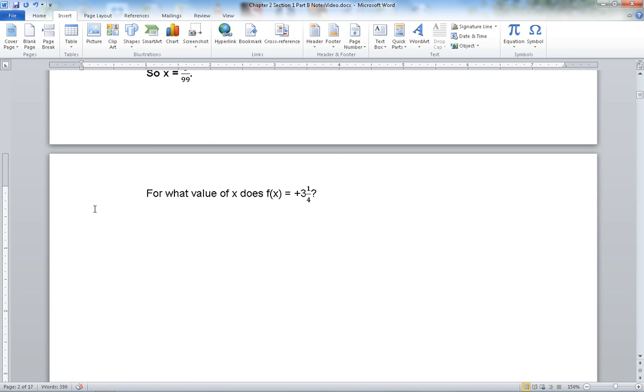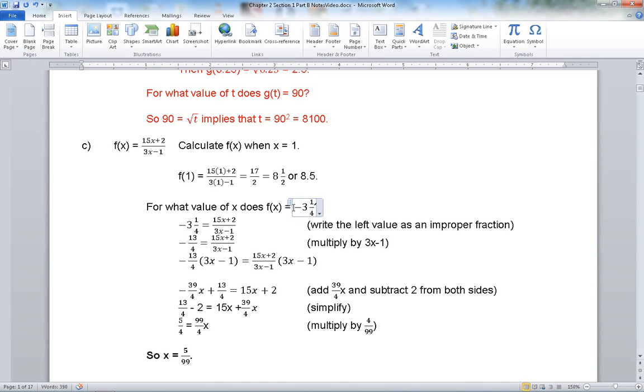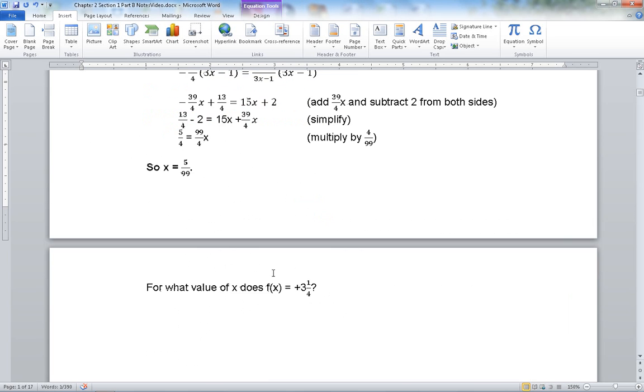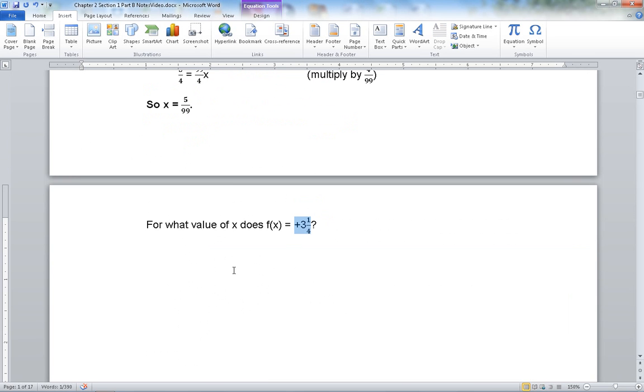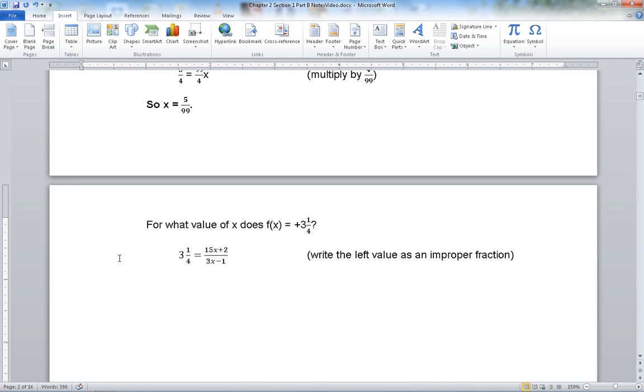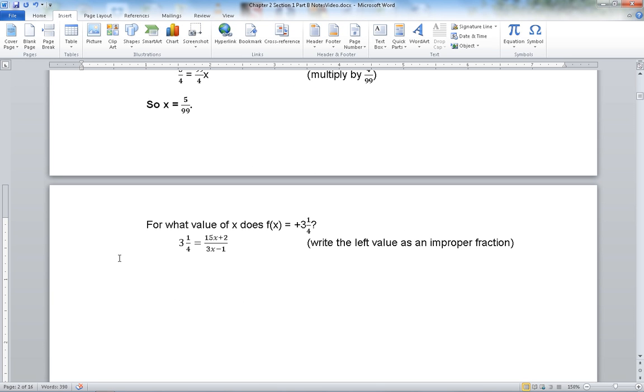What if we wanted to solve for the value of x so that f of x actually equals positive 3 1/4? So notice back here, we looked at when f was negative 3 1/4. Now we're looking for when f of x is positive 3 1/4. So again, we began by writing as an improper fraction. So we set the two things equal, write an improper fraction, multiply through by 3x minus 1 and simplify.